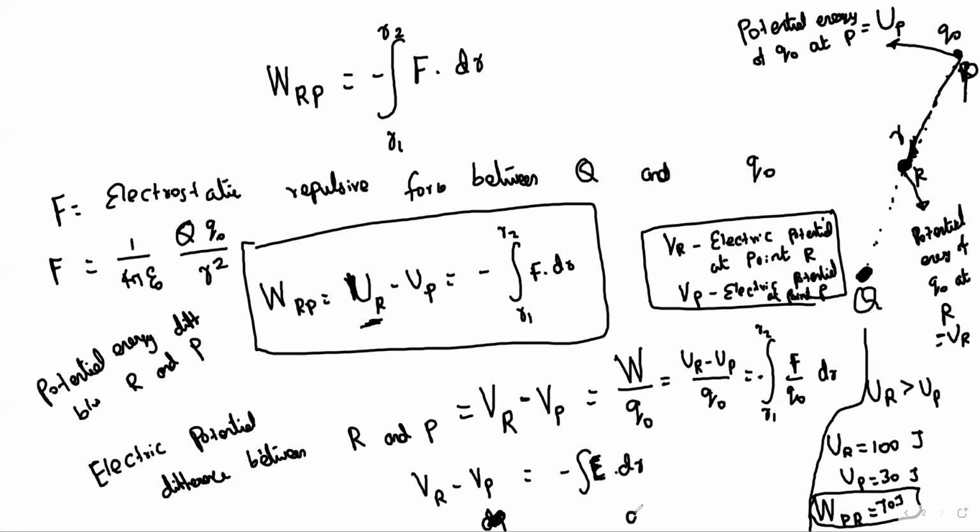Or else, if you don't use integration, dV is equal to dW by Q0, and it is simply minus E dr. Again, I repeat: dV, the electrostatic potential, is equal to minus E dr. E is the electric field intensity, and dr is the change in distance, the displacement. So this potential is the electrostatic potential. Now make a note of this.